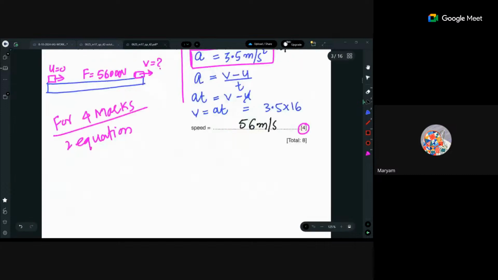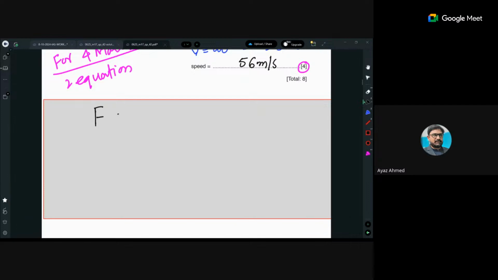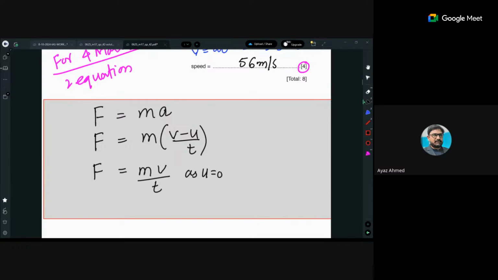Yes, sir. Now I will solve this in one more way. Easy, easy, look, it is a very nice solution. That is, we believe that F is equal to ma, and F is equal to m into acceleration, which is v minus u divided by t. That is m into v divided by t, as u is 0. So it becomes v by t only. That is F times t equals m into v.